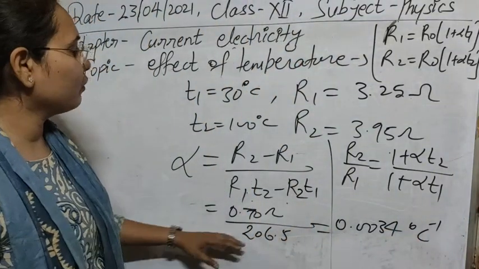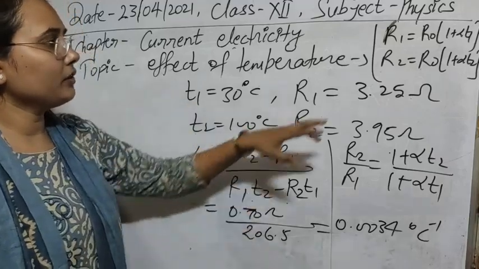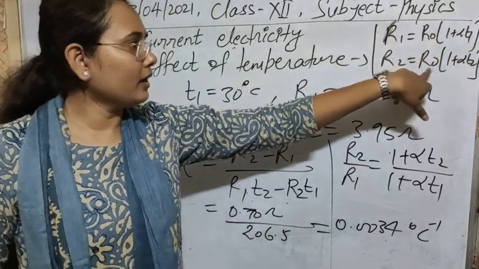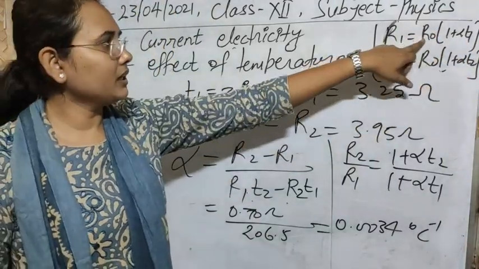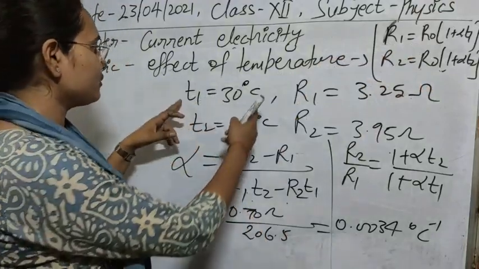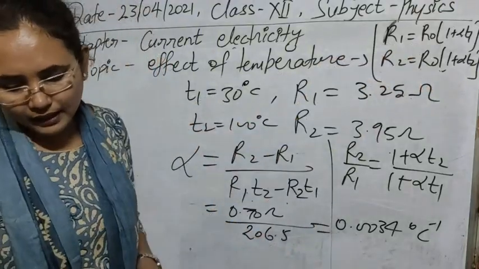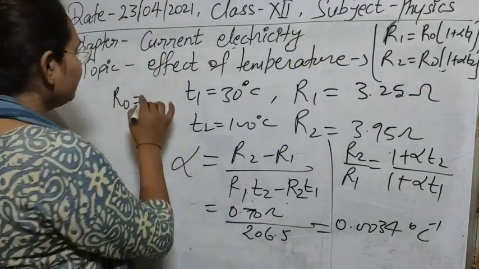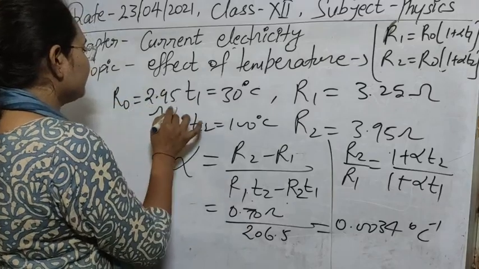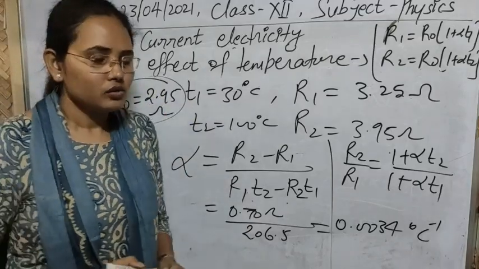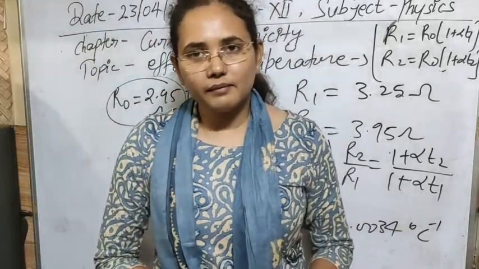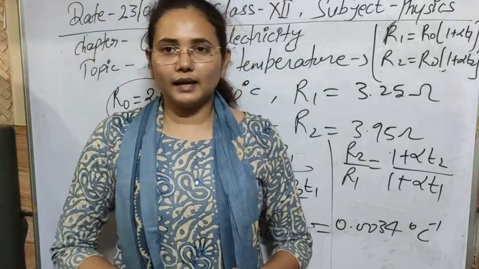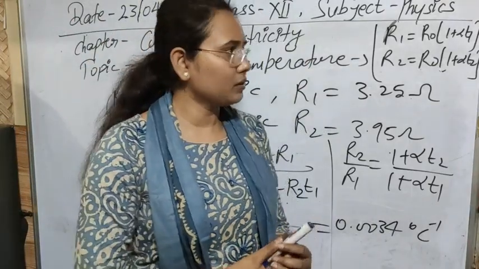Now as we have calculated alpha, you can use either of the formulas here: R1 equal to R0 (1 plus alpha T1), or the other one. It depends on you. From there you can calculate the value of R0. As we already have all the values, if you calculate R0 from the formula, it will give this value. So in this way, students, by the concept and the formula, you can solve all the questions given to you. I think the concept we have discussed today is now clear.